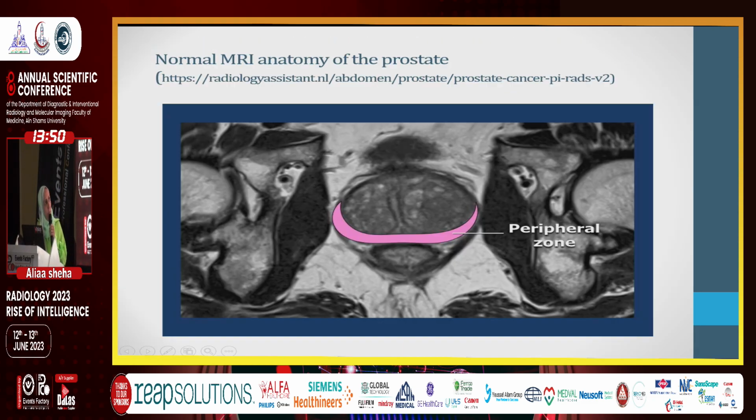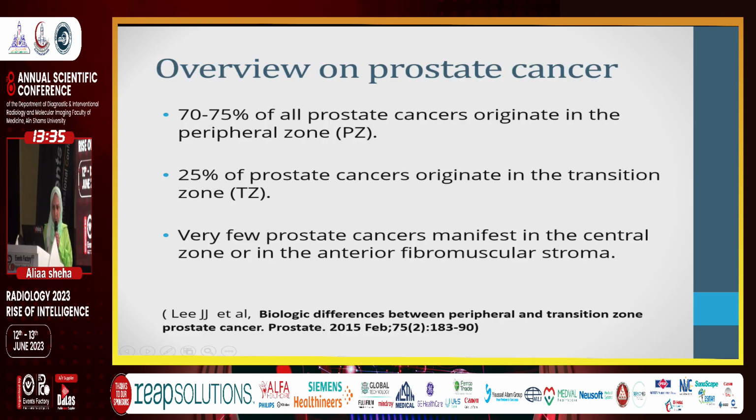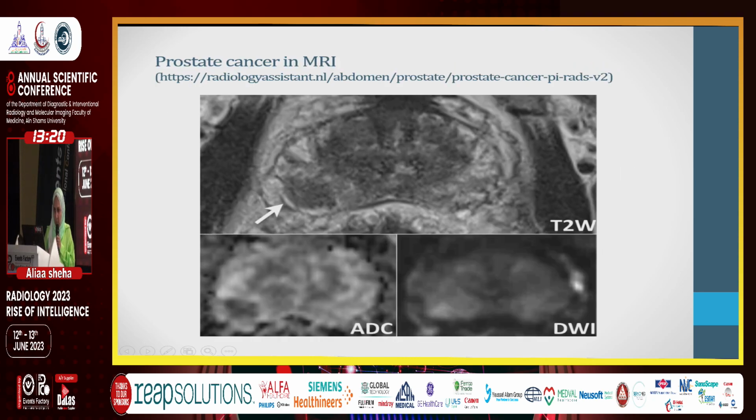Regarding the normal MR anatomy, on T2 weighted images, the peripheral zone is normally T2 hyperintense, and the central zone, consisting of the central gland and the transitional zone, is hypointense. 70 to 75% of all prostate cancers originate in the peripheral zone, and 30% originate in the transitional and the central zone, as well as the anterior fibromuscular stroma.